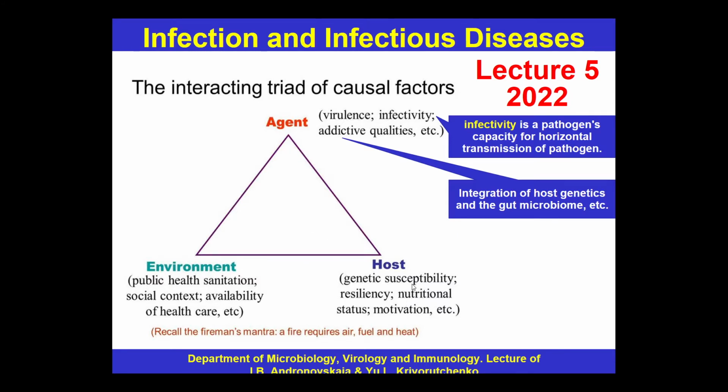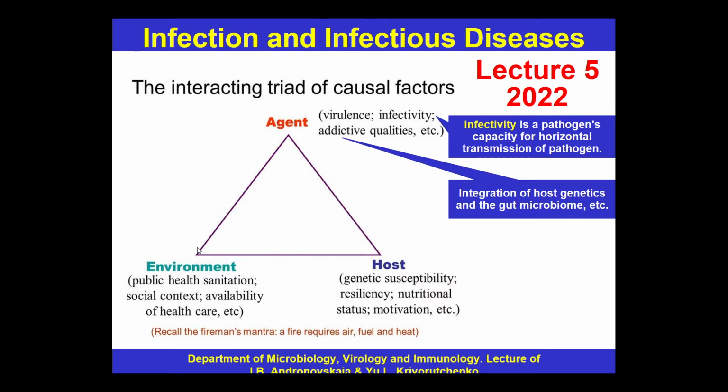may be developed only if a host is present. Host is a human being or animal susceptible to the agent causing disease. Host characteristics that I have related are genetic susceptibility to the certain agent causing disease, resiliency, nutritional status, motivation. Nutritional status of the host is very important because starvation usually stimulates development of the disease, because the host becomes weakened and microbes exploit the situation for causing the disease.